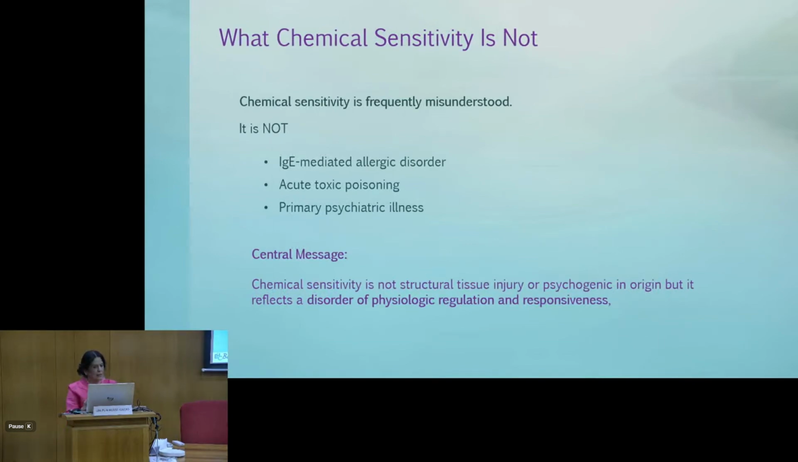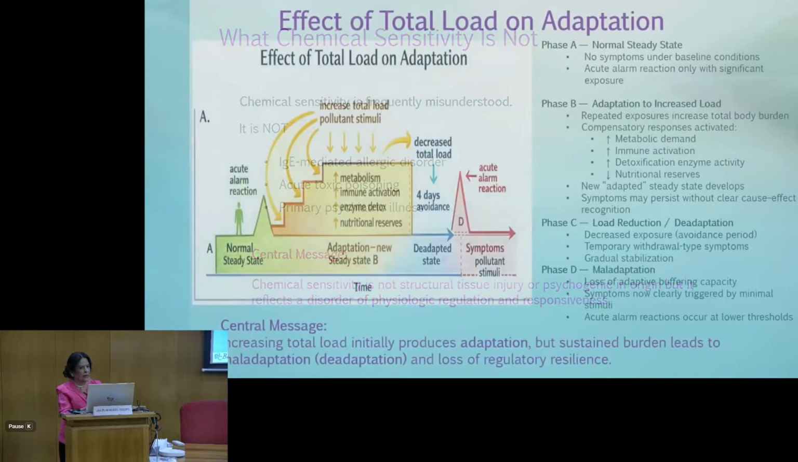So chemical sensitivity is not structural tissue injury, nor is it psychogenic in origin, but it reflects a disorder of homeostasis. It is not an IgE-mediated allergic disorder. It is not an acute toxic poisoning, and it is not a primary psychiatric illness.